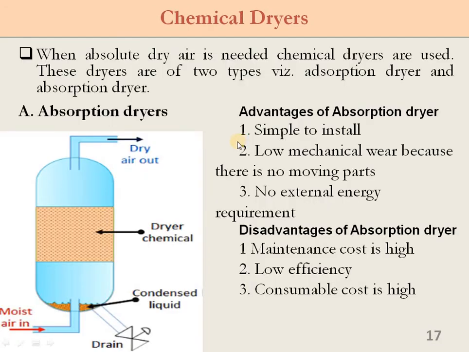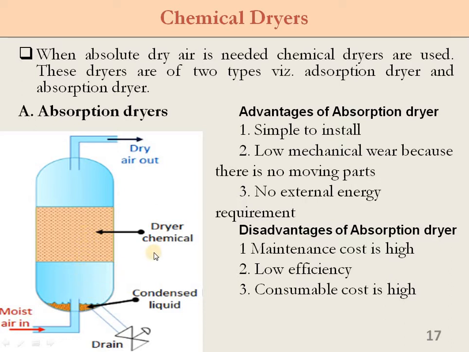Next is the chemical type dryers. Under the chemical type dryers there are two types. The first one is the absorption type dryer, and the second one is the adsorption type. When very dry air is needed, chemical dryers are used. Under that, the first one is the absorption type. This is the block diagram, or schematic representation, of the absorption type dryer.